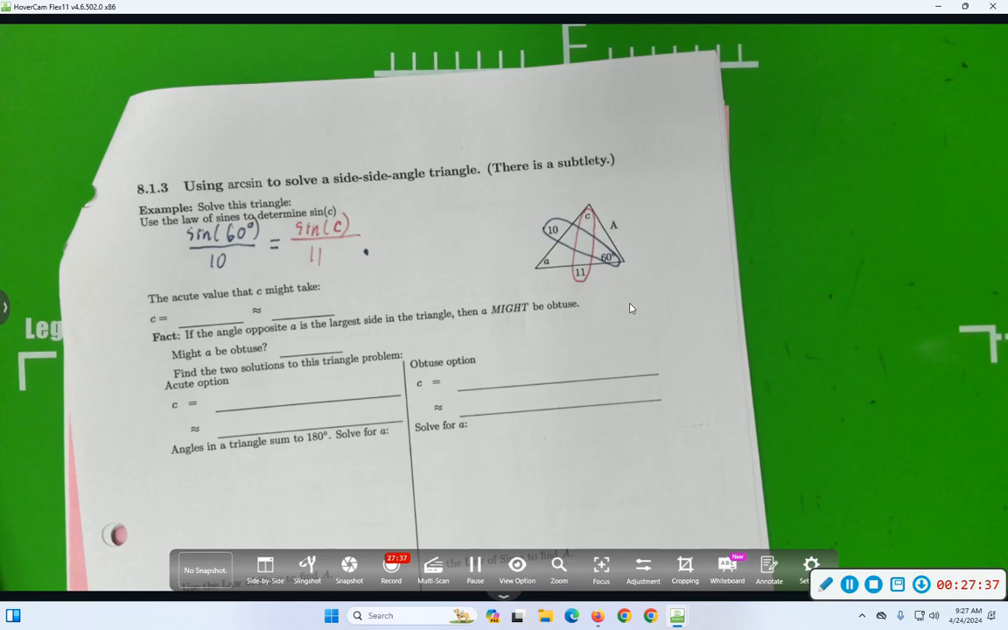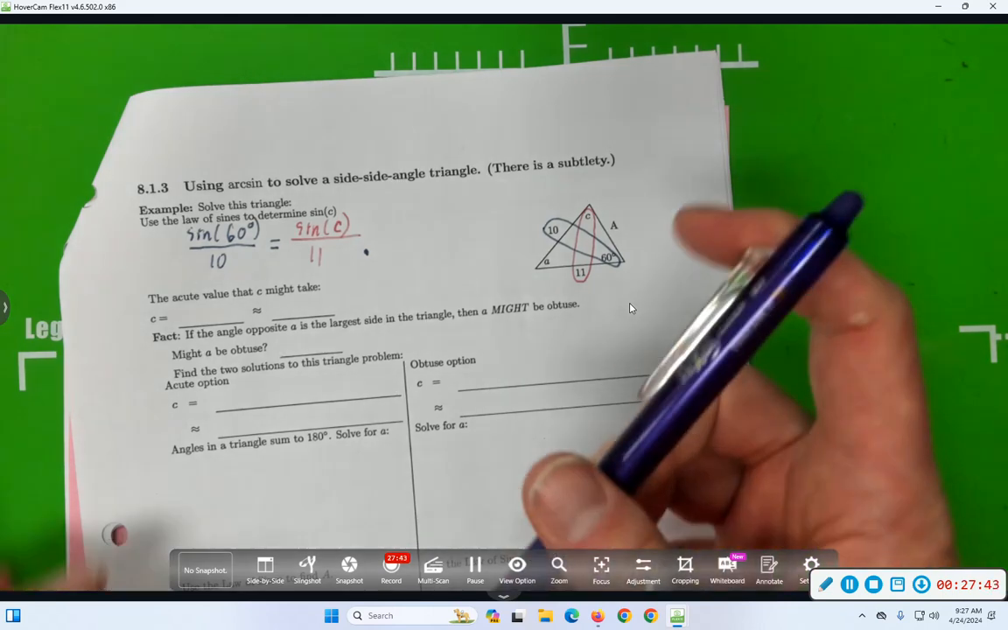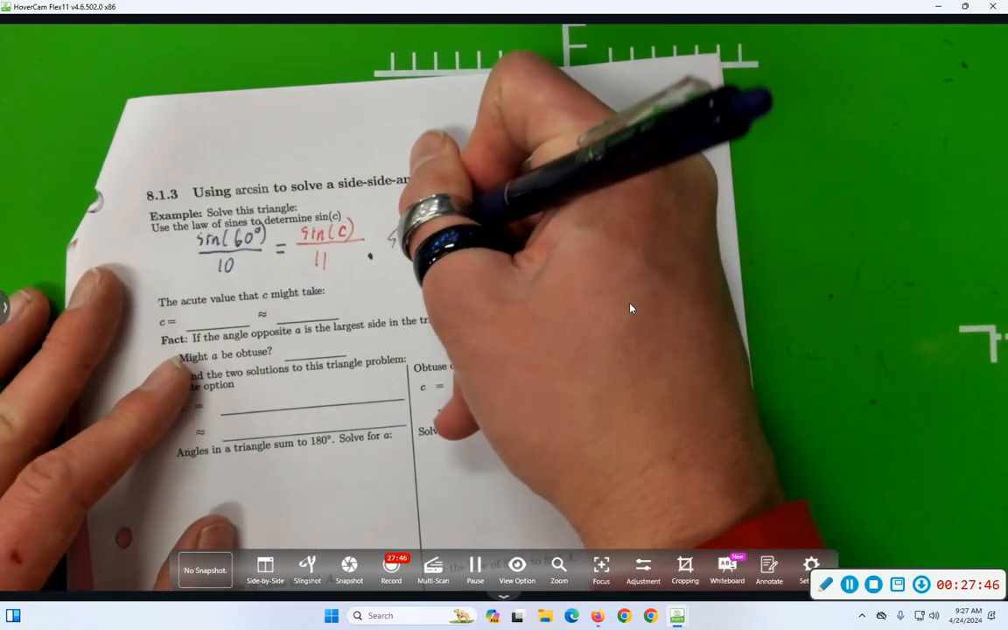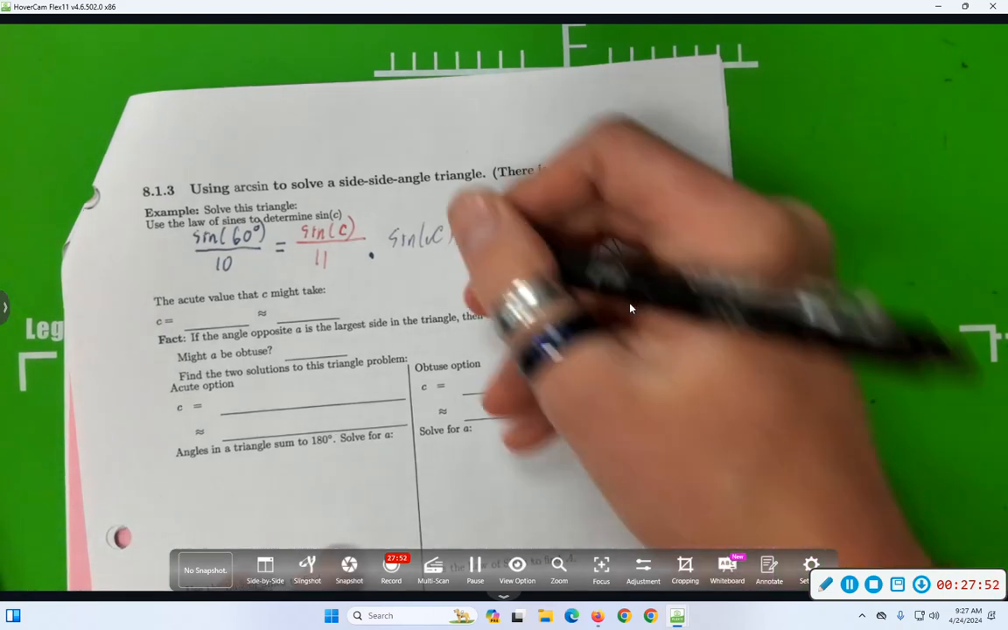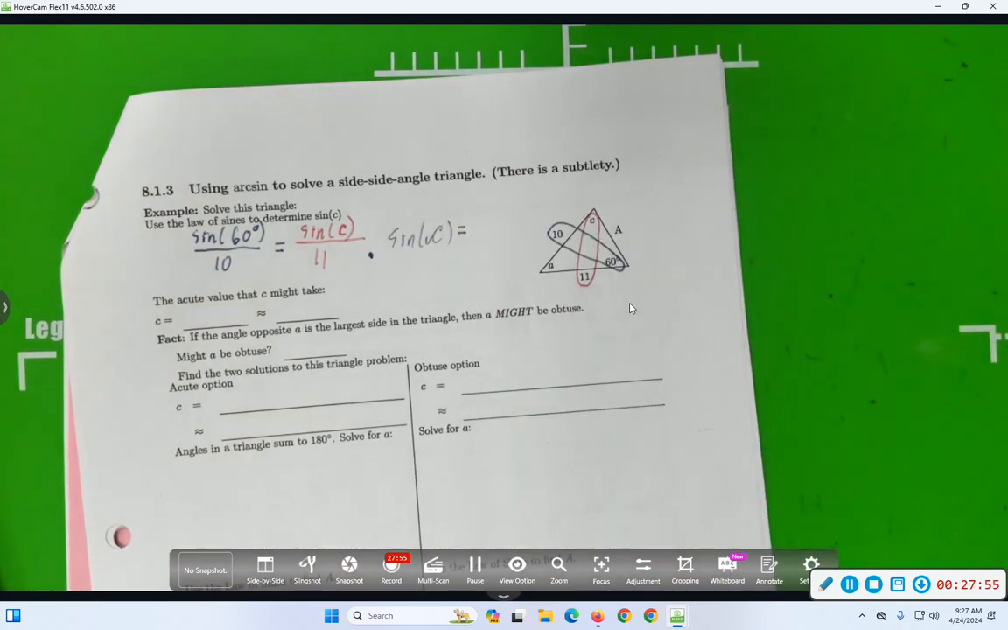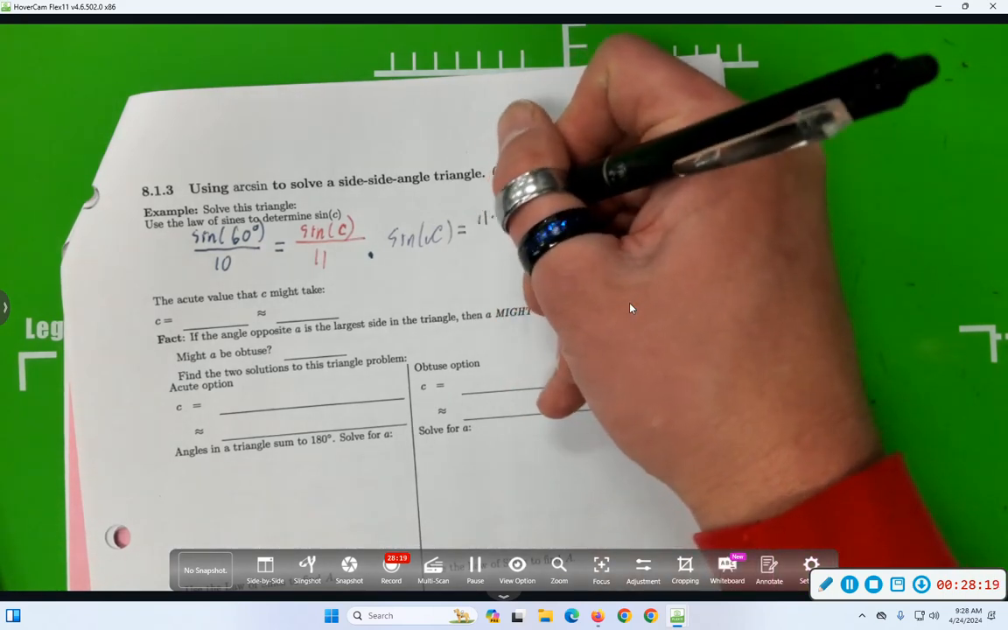Groovy. Now that I have it in that form, is that easy to solve for the sine of little c? What do you get? So I'm not solving for c yet. I just want the sine of little c. It is equal to... I just need to cross multiply, right? 11 times sine 60 divided by 10.